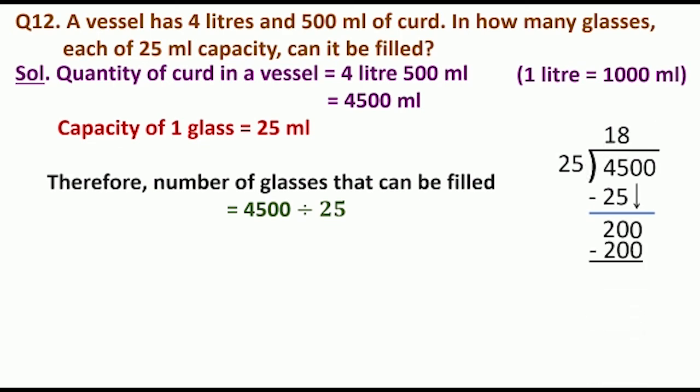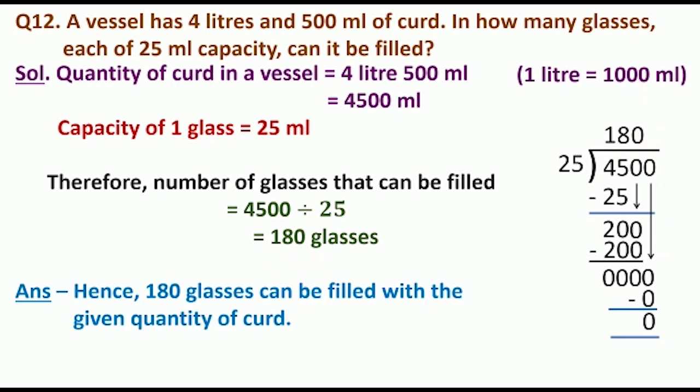So we will write 8 in the quotient and 200 here. Now subtract this 200 from 200, you will get 0. Then after that bring this 0 down. Again bring this 0 down, put arrow and bring this 0 down. Now 25 zeros are 0. Subtract 0 minus 0 will be 0. So here the quotient is 180. So the number of glasses that can be filled will be equal to 180 glasses. Hence 180 glasses can be filled with the given quantity of curd.